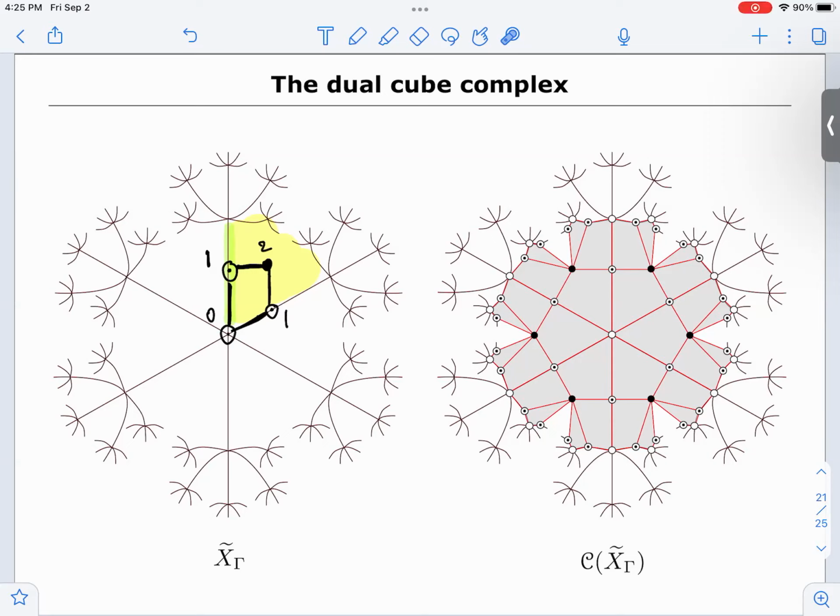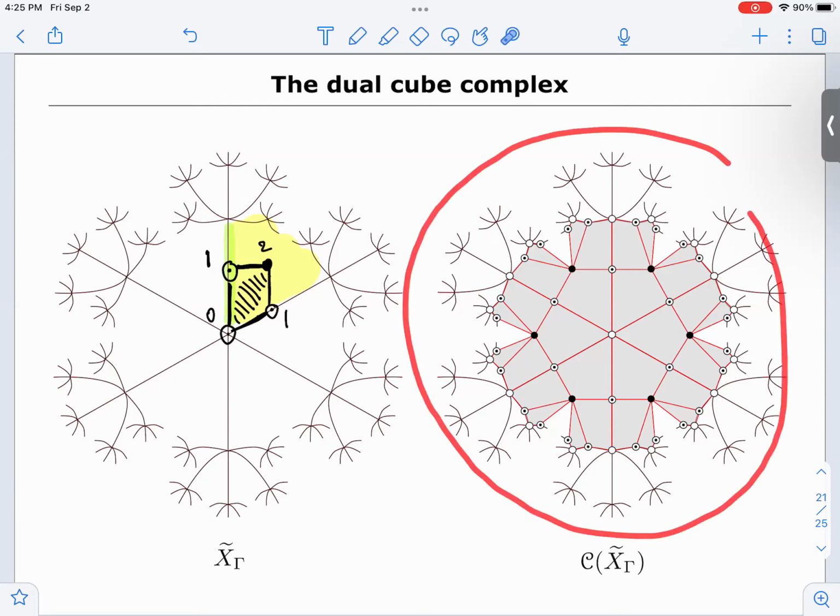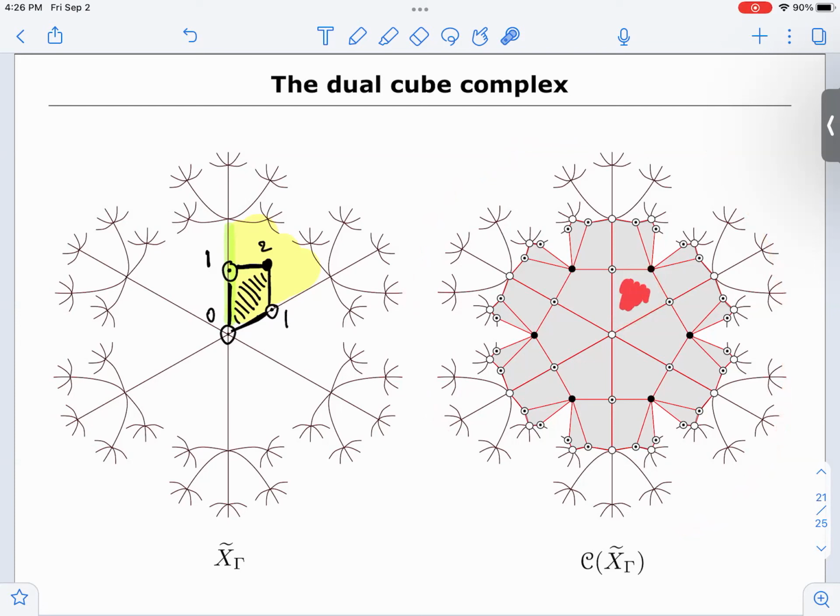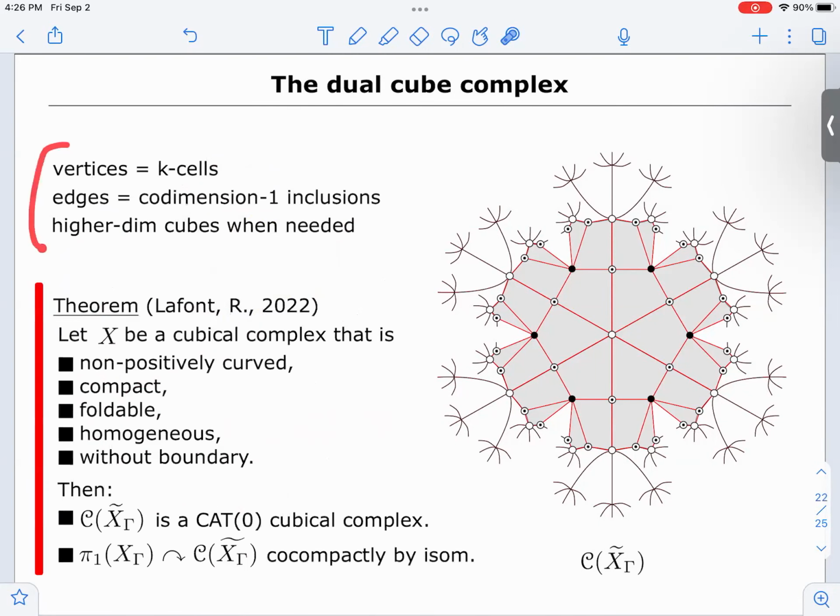And every time I see the boundary of a cube, I'm going to glue in that cube. So for instance, here there's the boundary of a square. I'm just going to glue that square in there. And the result is the picture you see on the right. So the red edges are the codimension 1 inclusions, and the gray regions are these squares I'm gluing in. And of course, in this picture, the dimension stops at 2. Okay, so here's just what I was sketching.